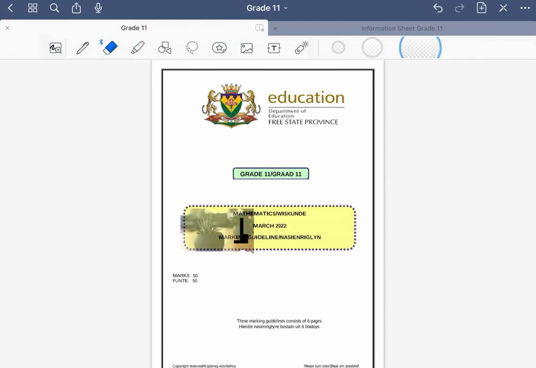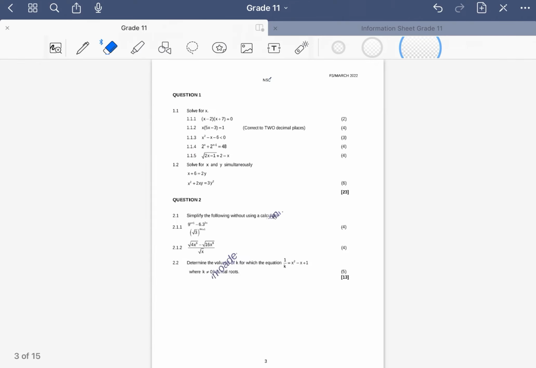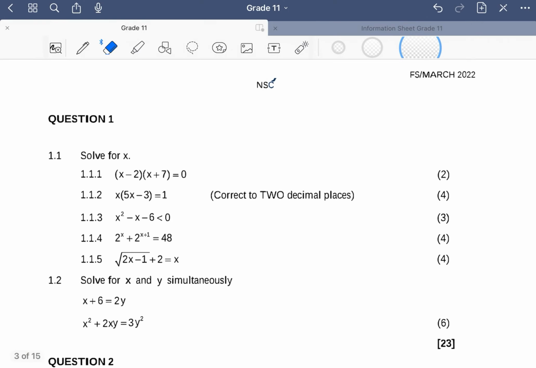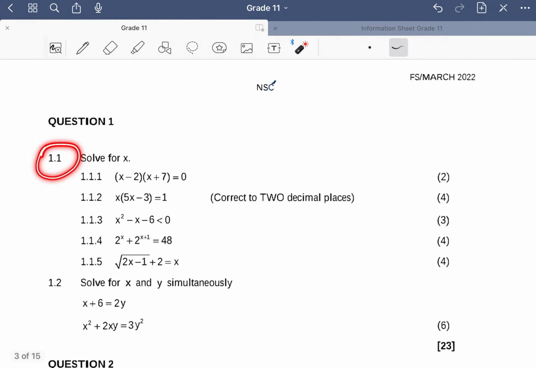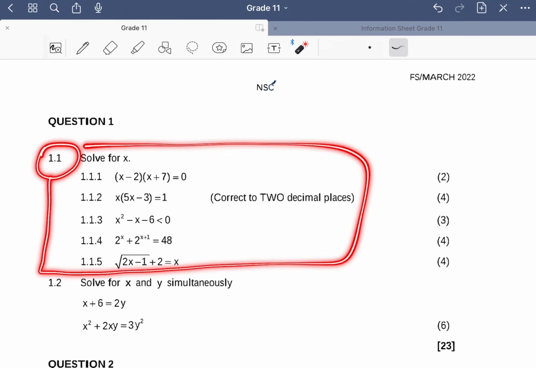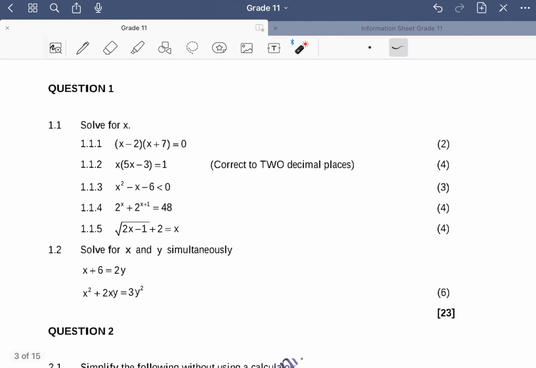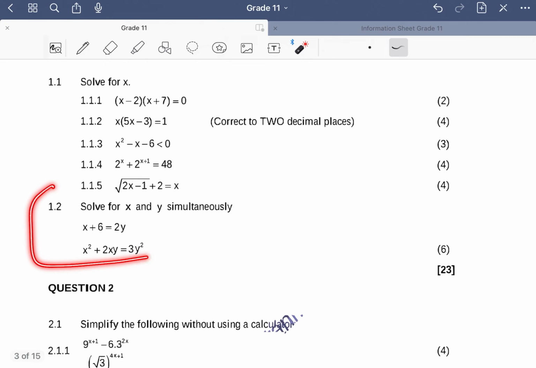Hi everyone, welcome to the revision video of this paper's grade 11 paper written last year, March 2022. For this video, we'll be doing question 1, specifically question 1.1. So this whole part, learning how to solve for x, a couple of ways, and in the next video, we're just doing 1.2. Stay tuned and see the next video.